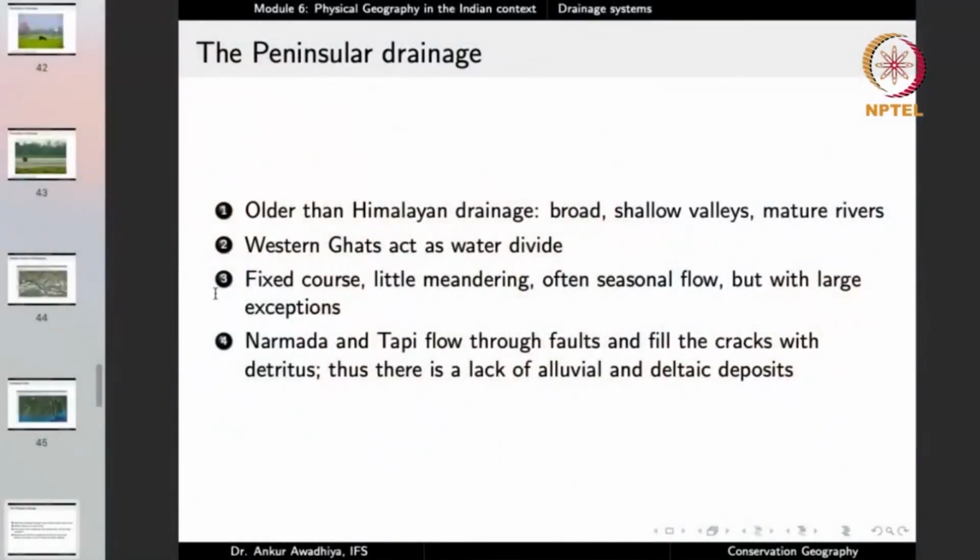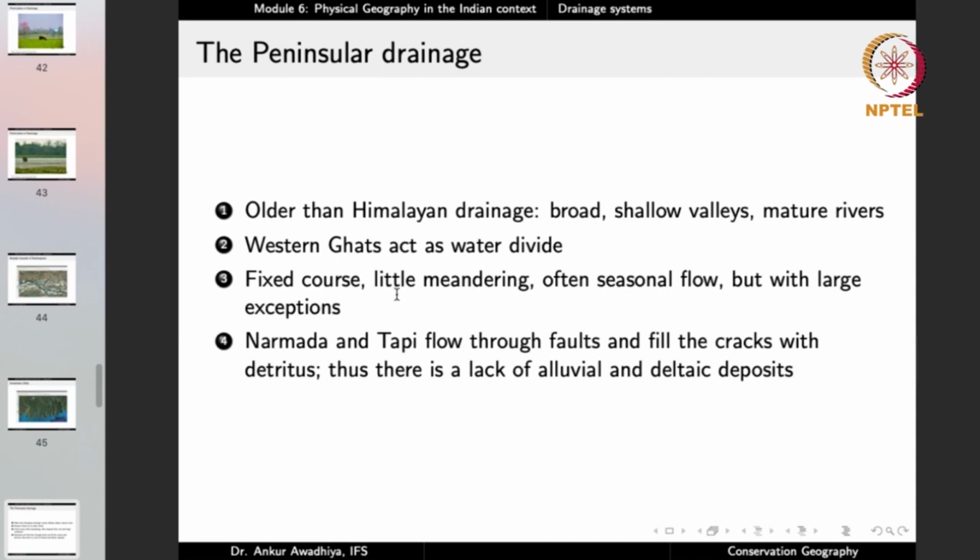The water that falls on the western part moves to the west. The water that falls on the eastern part moves to the east. The rivers have fixed course, very little amount of meandering, often seasonal flow but with large exceptions. The rivers have fixed courses.